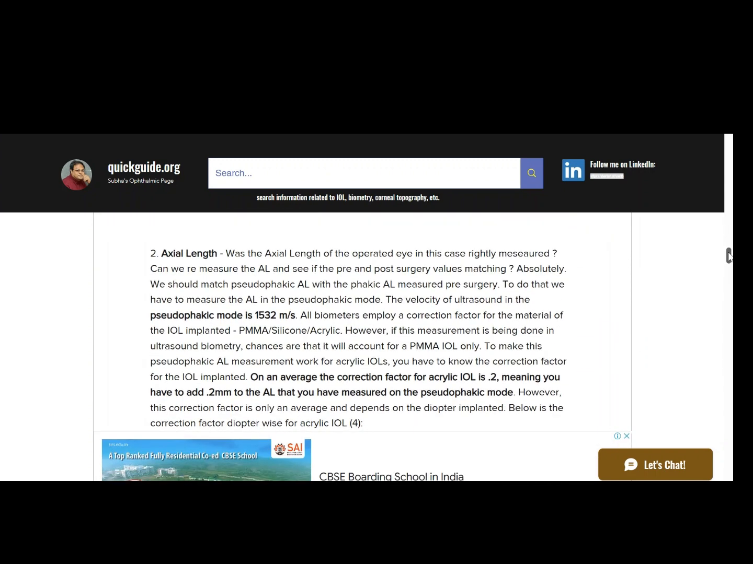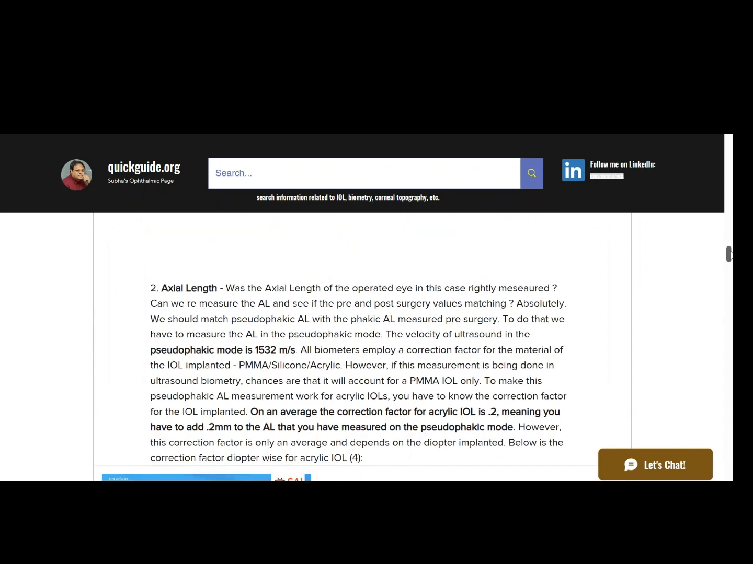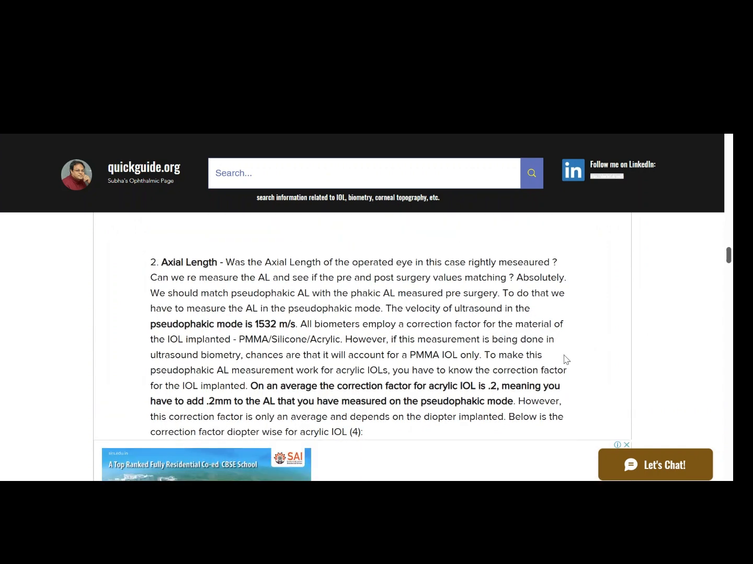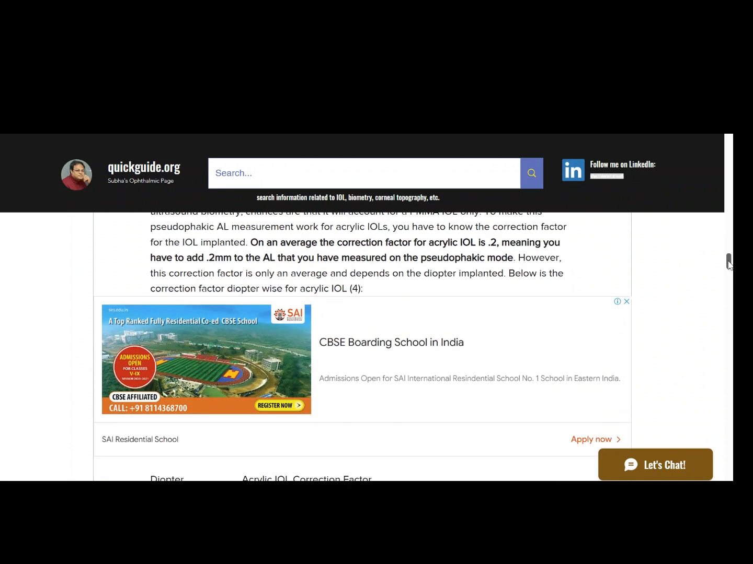The second thing that you should see is the axial length. Is the preoperative axial length and the postoperative axial length matching? Generally, there is a difference of around 0.02 to 0.03 millimeters, but that should not go beyond this value. If you find that the postoperative axial length is different from the preoperative axial length by more than 0.1 or 0.2 millimeters, then you know that there is something wrong, either in the postoperative biometry or in the preoperative biometry.